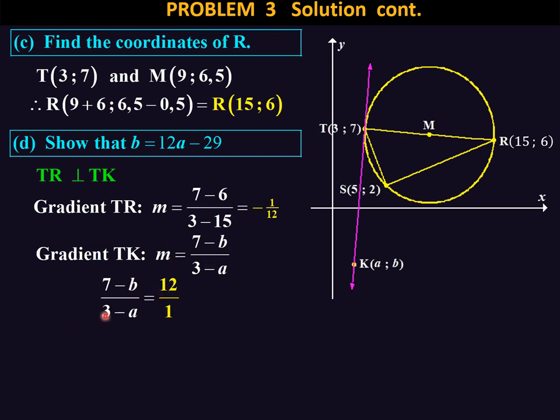Then we can cross multiply. Then I get that. And because they want B as the subject, let's first expand that. 36 minus 12A, and make B the subject, and there's B equal to 12A minus 29. Right? So I can see, to work out this, where's this B? This B is on the tangent, so I need the tangent to solve that. Right? And then we can see the tangent. How do I find the tangent's equation? I can use the gradient of the radius.